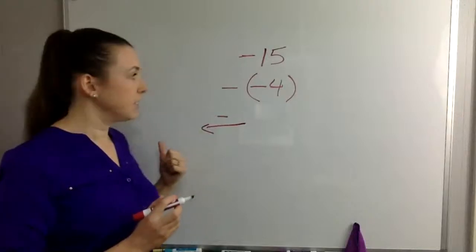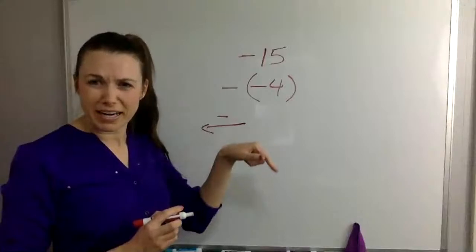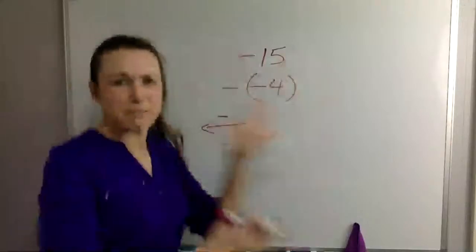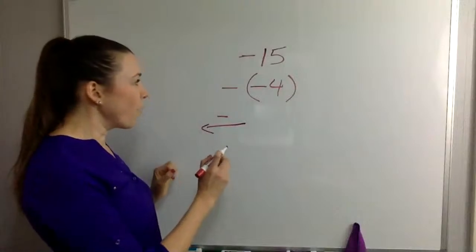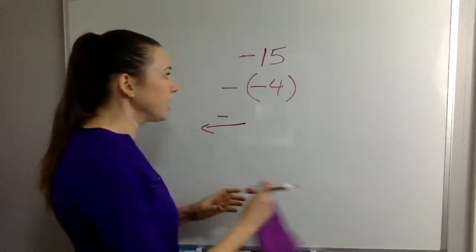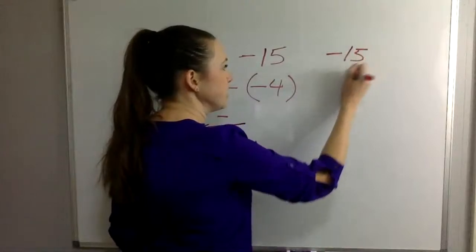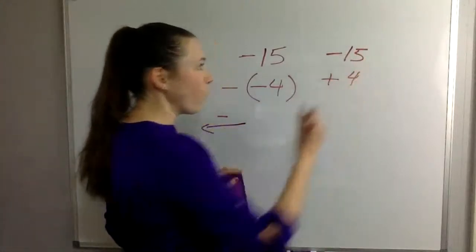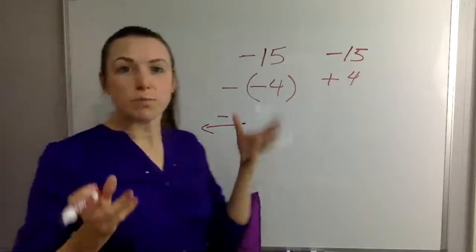But it's not just a minus, it's a minus a minus, which turns it completely upside down. So what it's actually going to do is turn it into a plus. So I'm going to have negative 15 plus 4 instead of minus 4. So negative 15 plus 4.